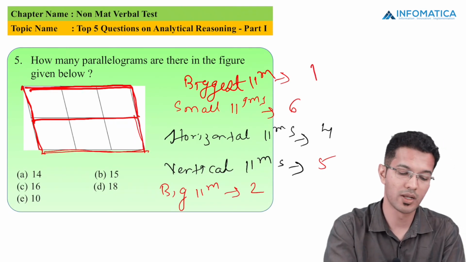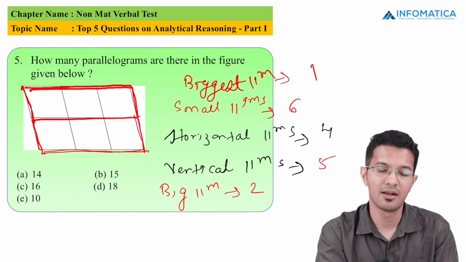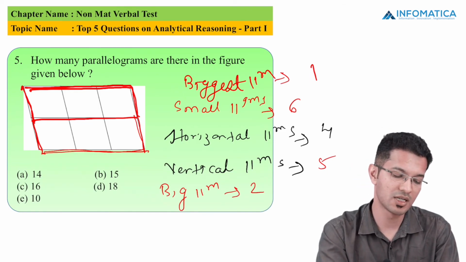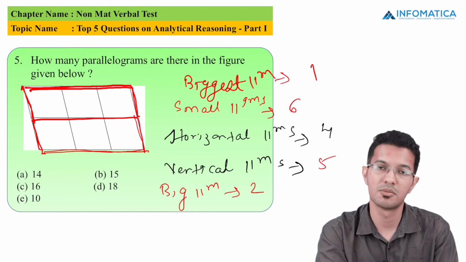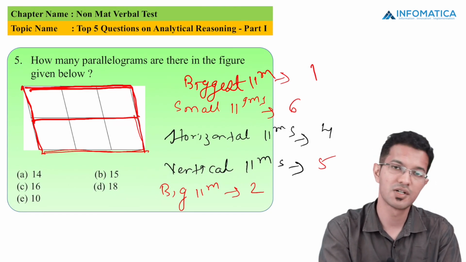This is the biggest parallelogram of all. So that is 1. So students, if we add all the numbers, which is 1 plus 6 plus 4 plus 5 plus 2, we get the answer to be 18. So we are having total 18 parallelograms in this figure. So the answer to this question will be option D.